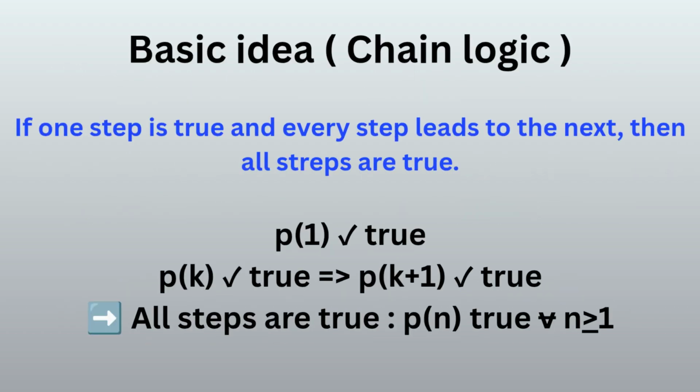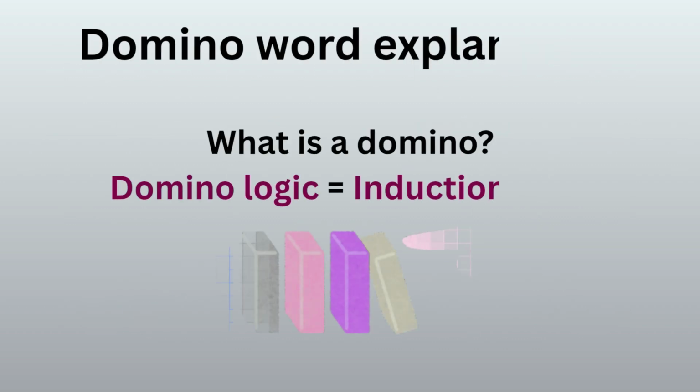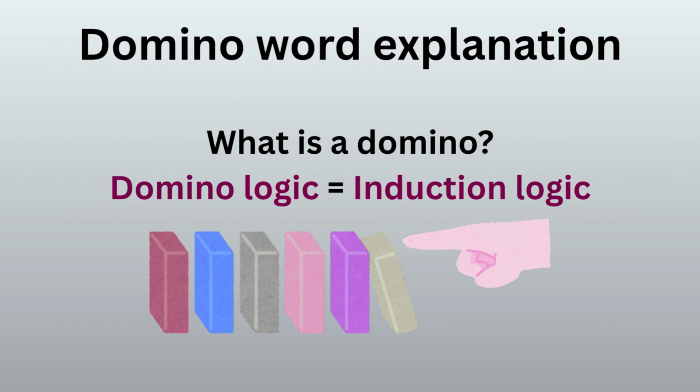The idea of induction is very simple. If the first step is correct and every step automatically makes the next step correct, then the entire chain becomes true. Before moving ahead, let me quickly explain one important word, domino. A domino is a small rectangular standing tile used in a game. When one domino falls, it pushes the next one. Then that second pushes the third. And in this way, the whole line falls automatically.